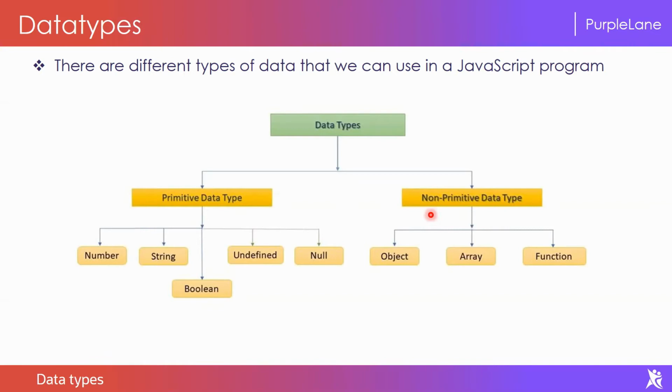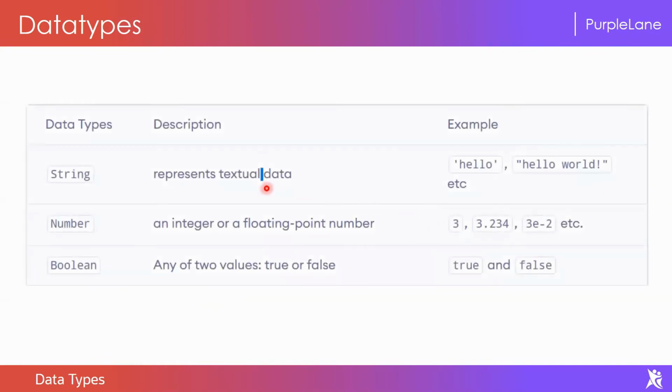So if you see an example, here hello is nothing but a string, and hello world is also a string. Anything that comes between single quotes or double quotes, we call that a string, and that can be processed with the help of the string data type. And number, so this is a number, right? 3 is a number, 3.234 is a floating point number. So the number data type in JavaScript can store an integer or a floating point number.